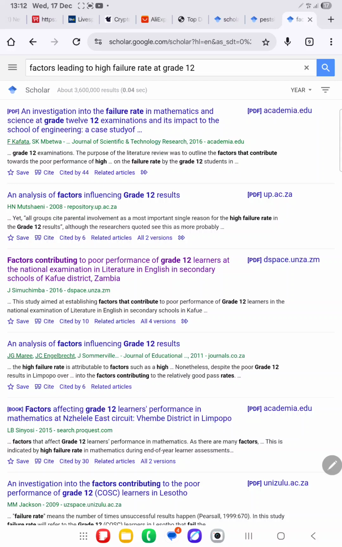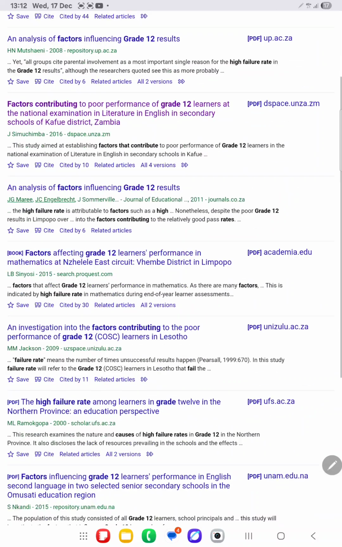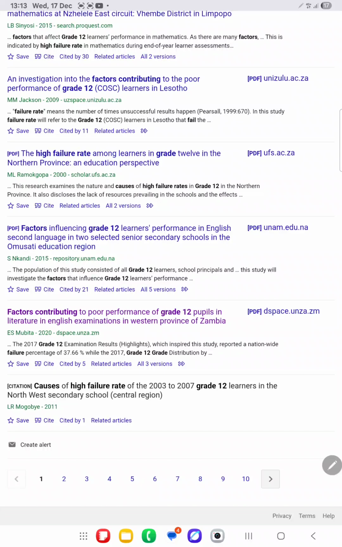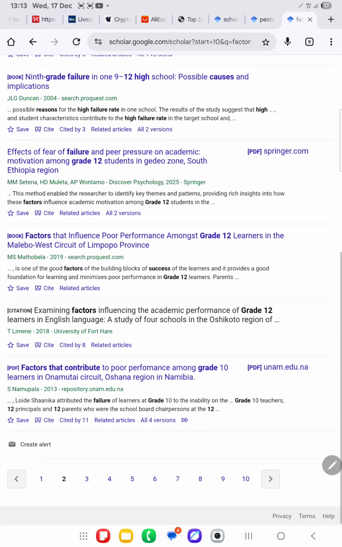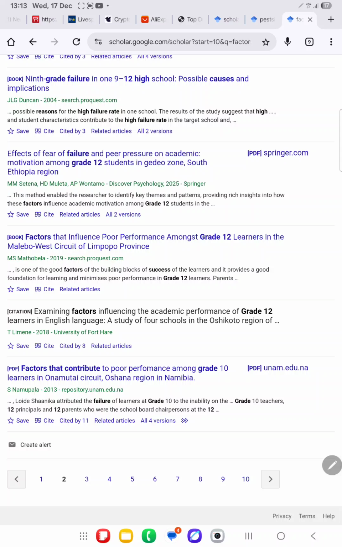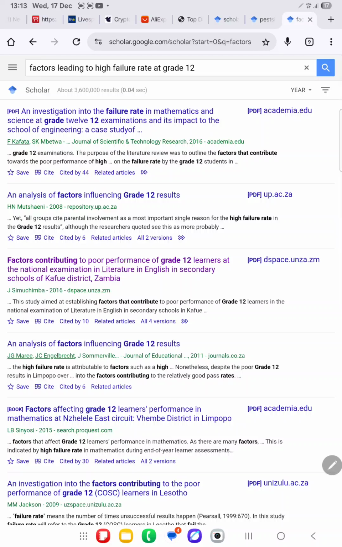So these are the scholars that have written on the same. So there are a lot of scholars. You've seen there are a lot of them. If you want, you can even go on page 2, page 3, page 4, page 5, just like that. A lot of pages are being given down here. Now I'm just on page 1 there, so I want to use page 1.